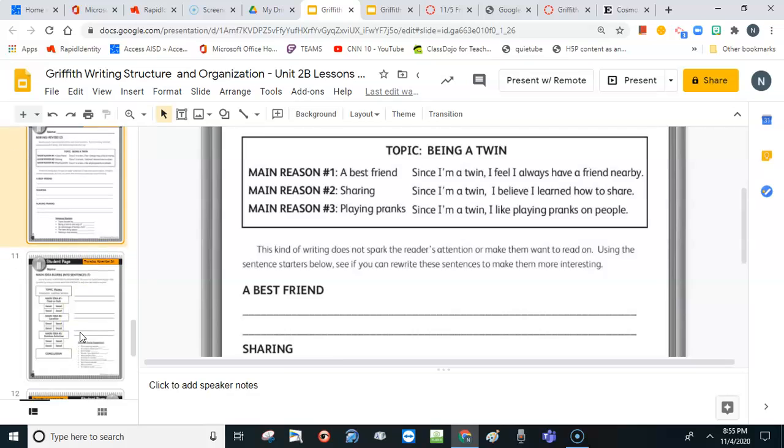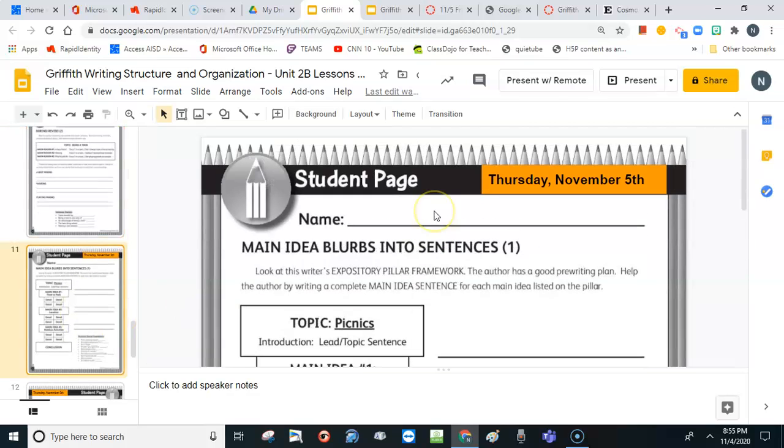So now we come to today. And now we are looking at main idea blurbs, and we're practicing putting them into sentences. Let's look at this writer's expository pillar framework. At the beginning of the year, we talked about the pillar framework. The author has a good pre-writing plan. Help the author by writing a complete main idea sentence for each main idea listed in the pillar.